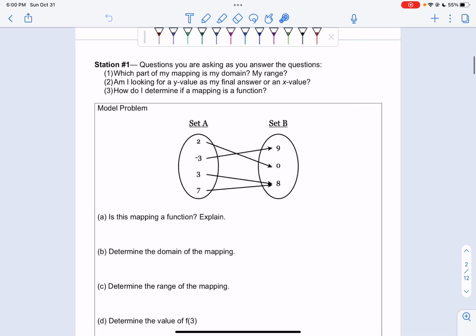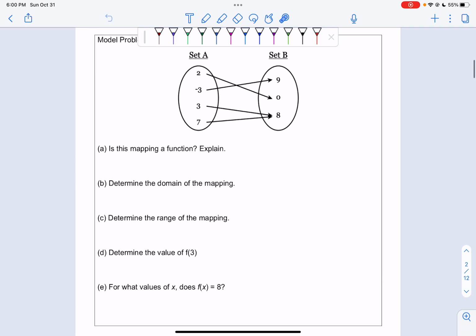As you go through station number 1, the questions we would like you to be asking yourself are, which part of my mapping is my domain? Which part is my range? And also to look to see if you are, am I looking for y value as my final answer, or is it an x value? And then lastly, how do I determine if a mapping is a function?